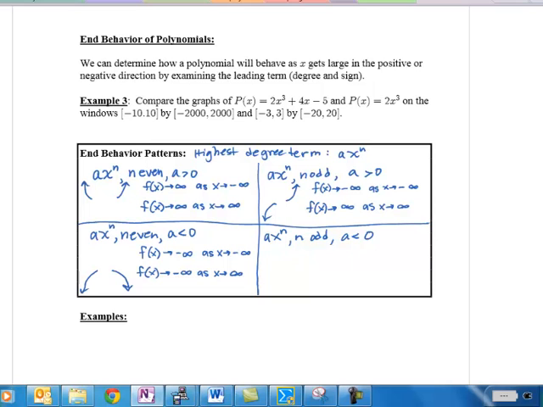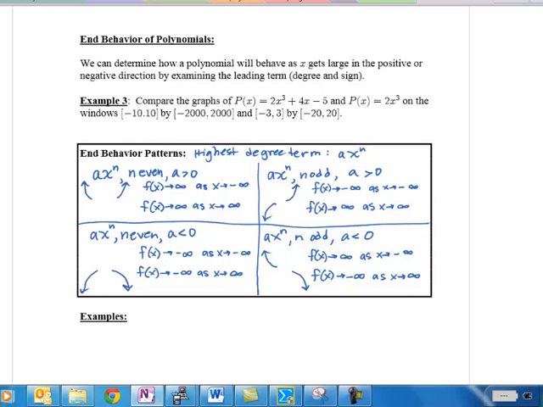And then finally, if a is negative and n is odd, then we've got end behavior that looks like this. And in this case, we would say, as we go left, the function values appear to be going upward without bound. So f of x goes to positive infinity as x goes to negative infinity. And as we move right, the function values are dropping without bound. So f of x goes to negative infinity as x goes to the right, or as x goes to infinity.